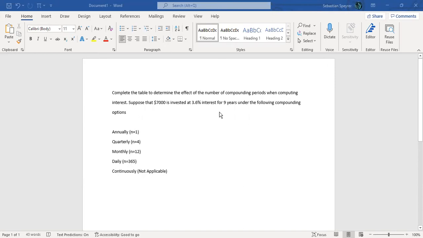And it says complete the table to determine the effect of the number of compounding periods when computing interest. Suppose that $7,000 is invested at 3.6% interest for 9 years under the following compounding options. On the homework, for the first column, it's asking you, what is this N? So annually means once a year. Quarterly is obviously 4, monthly is 12, daily is 365, and continuously, I'll talk about once we get to it.